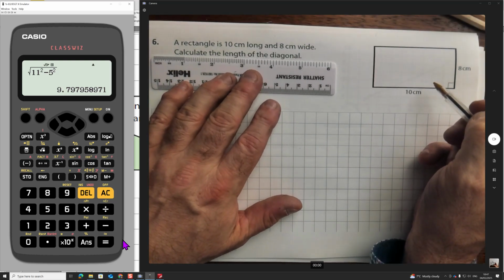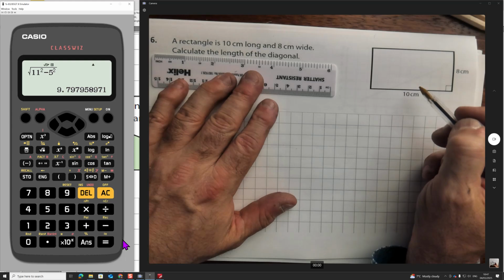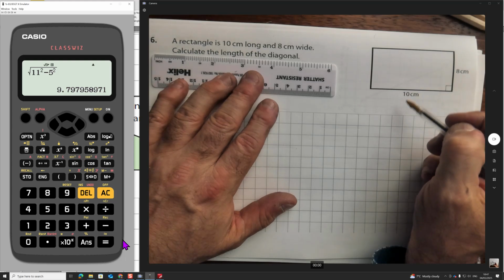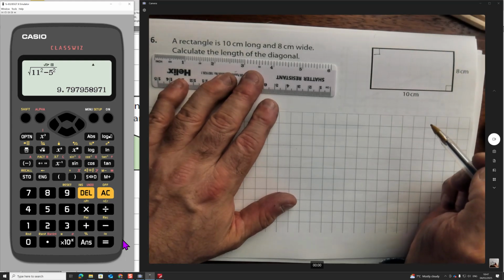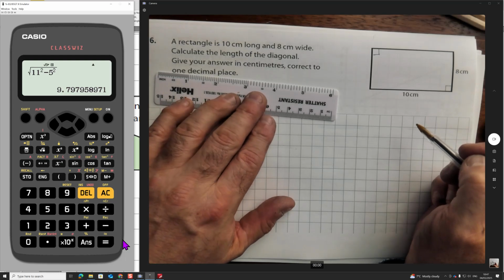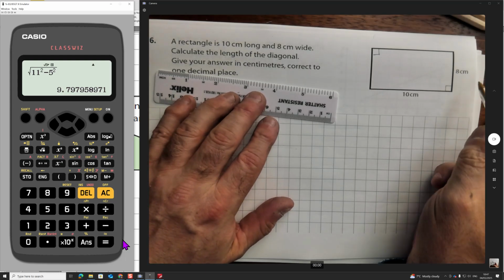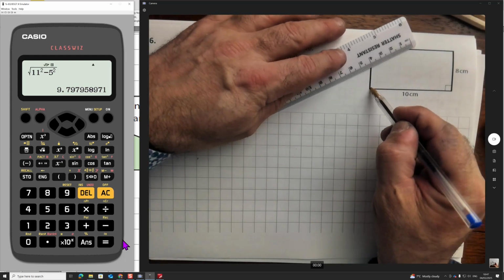I don't have to underline anything. It is obviously a rectangle. They should indicate that that's a right angle too. Calculate the length of the diagonal. Now the diagonals are of equal length, so it doesn't matter which one we do. So let's put in this one.